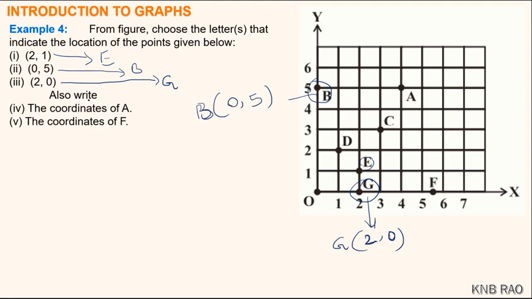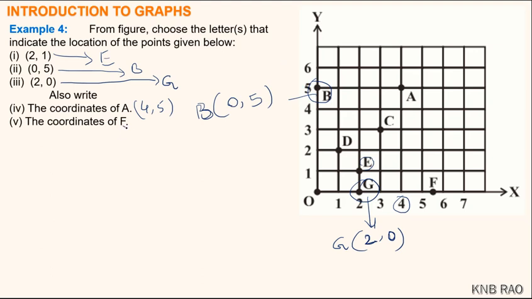Now also write the coordinates of A and F. The coordinates of A, where is A? A is 4 comma 5, because if I drop a perpendicular from A to the axis, I could see the x coordinate is 4 and the y coordinate is 5.